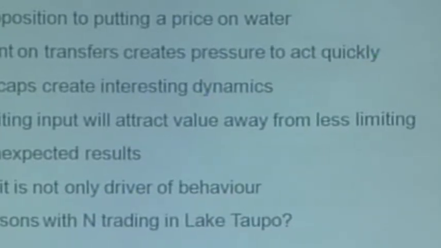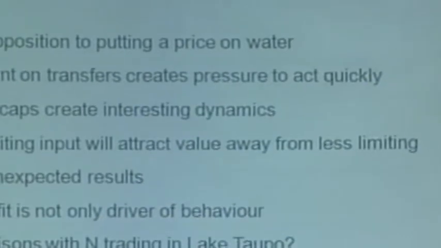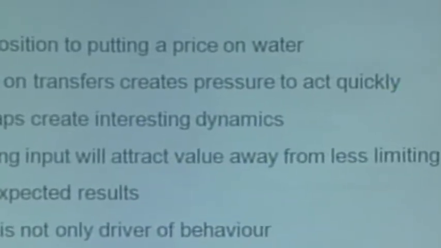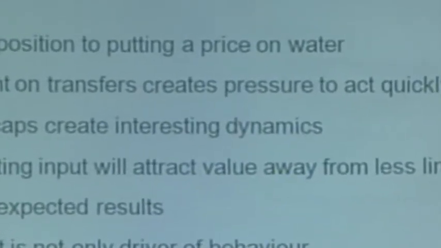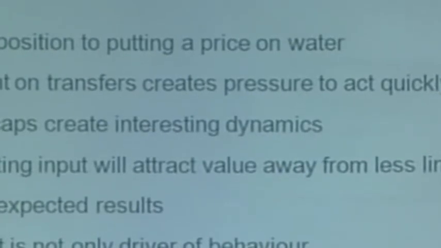Putting multiple caps on creates some interesting dynamics that we're still exploring. The most limiting input will tend to attract value away from less limiting inputs. We've seen that discussed earlier today in the case of water versus land. If water is the most, or nitrogen discharges versus land, but the same thing is true in terms of nitrogen discharges versus water allocation. The one that's most limiting is going to tend to attract the value away from the other inputs.